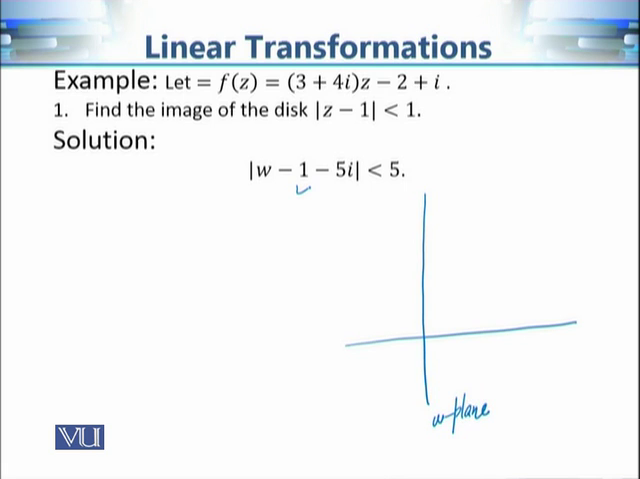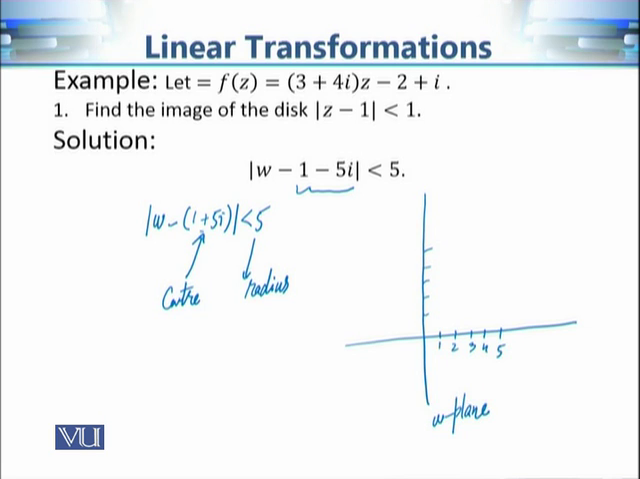Now we can see that this is once again an open disk with center 1 plus 5 iota. So we can write it down in the following form: mod of W minus (1 plus 5 iota) is less than 5. And this is the center, and this is the radius. So we have to choose our scales very small: 1, 2, 3, 4, 5.